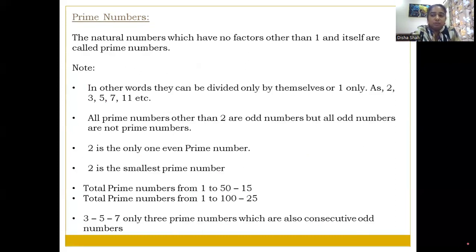Next. So we learnt about natural numbers, whole numbers, integers, rational, irrational, real, complex. Now let's understand what is prime number, composite number, co-prime numbers. Prime numbers. The natural numbers which have no factor other than 1 and itself are called prime numbers.